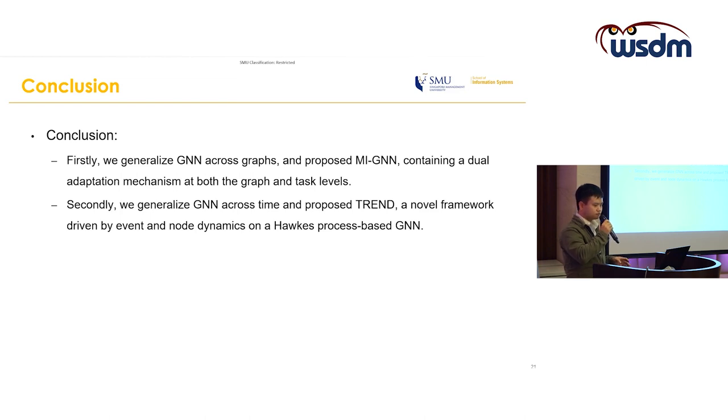In conclusion, first, we generalize GNN across graphs and propose MI-GNN containing a dual adaptation at both the graph and task levels. Secondly, we generalize GNN across time and propose TREND, a novel framework driven by event and node dynamics on a Hawkes process-based GNN.